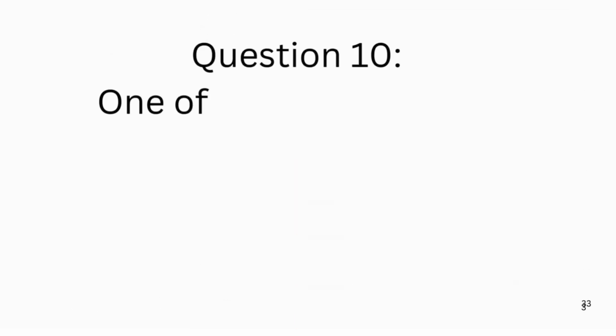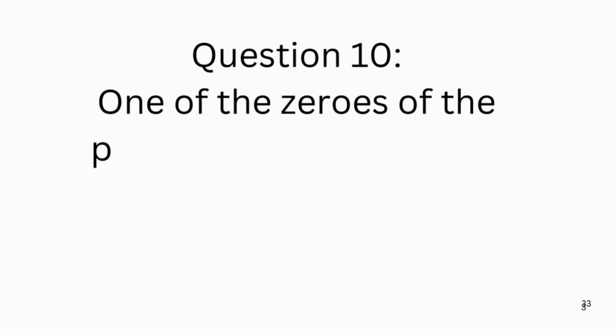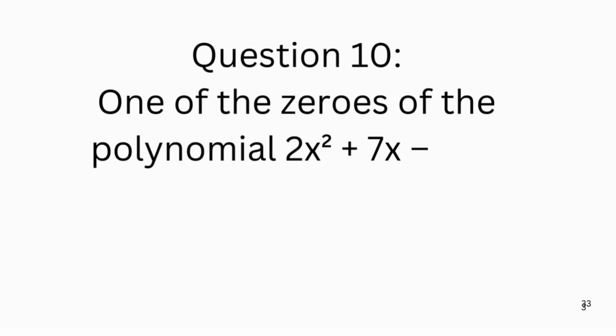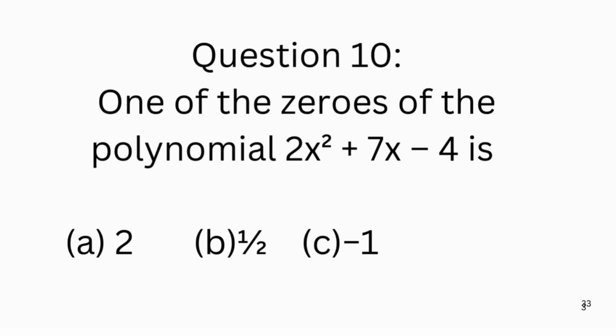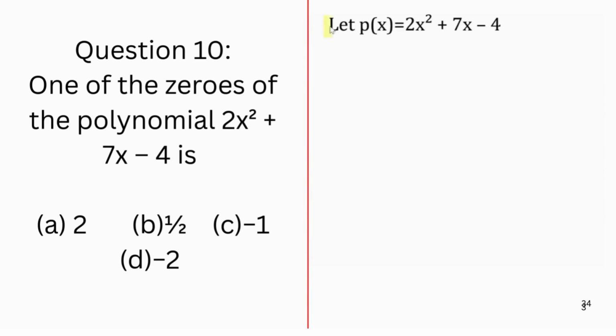Question 10. One of the zeros of the polynomial 2x squared plus 7x minus 4 is a2, b half, c minus 1, d minus 2. To get the 0 of this polynomial, let p(x) be this polynomial. Now to get the 0, p(x) should be 0. That means we can write 2x squared plus 7x minus 4 equals 0.